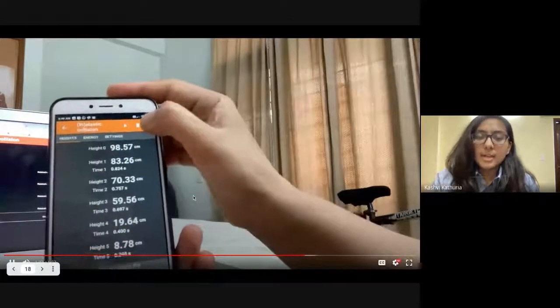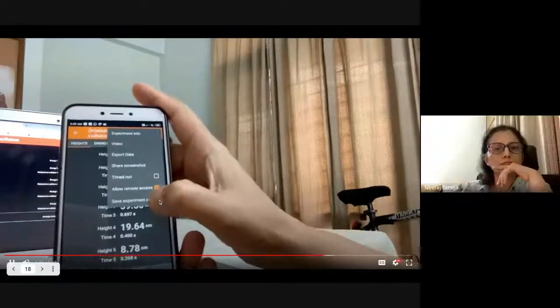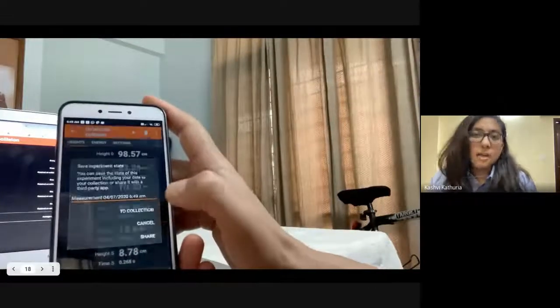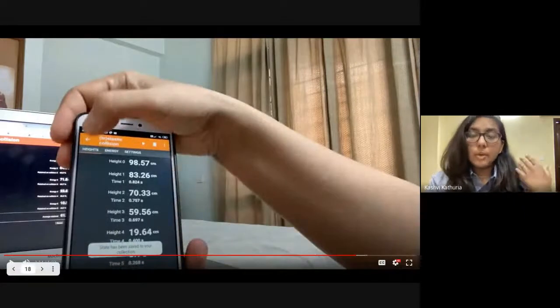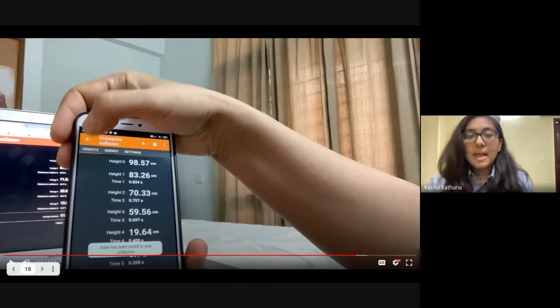So again, you're going to click on the three dots and then save experiment state, which will automatically save all of your data in a different collection. So if you're doing a project for school, or when we're doing practicals or IOs, for example, you can just record the data, and this will be helpful in that you won't have to do the recording again and again, right?